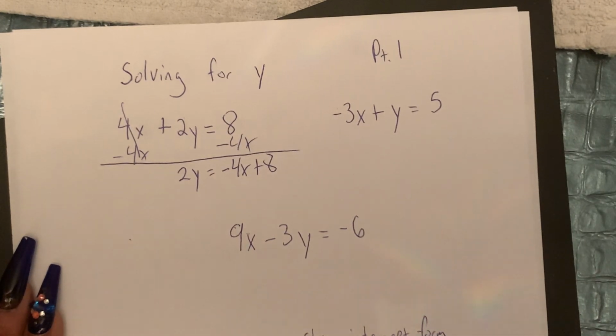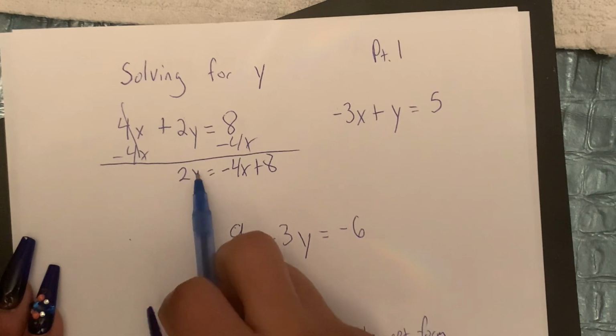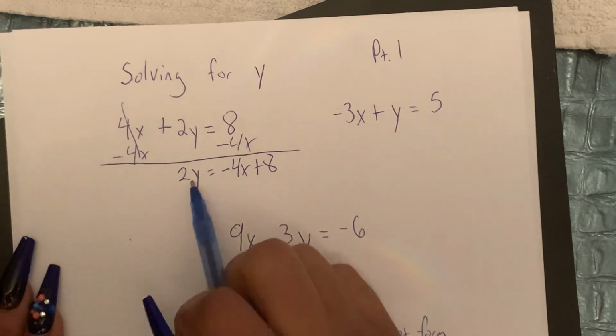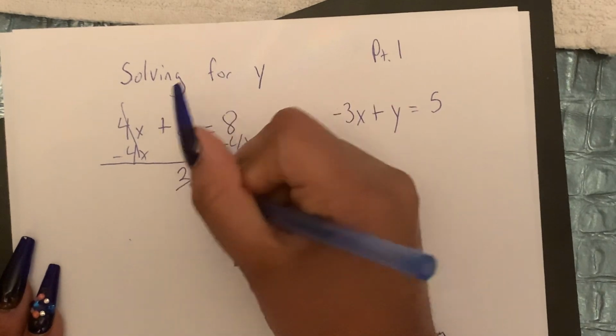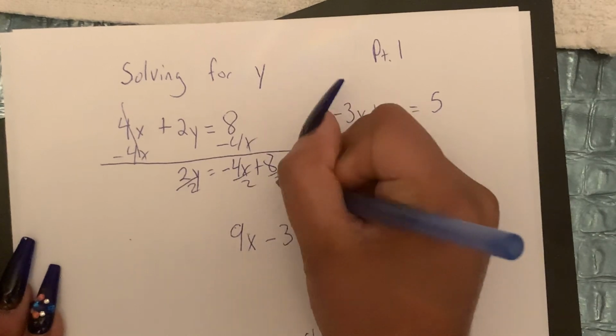Okay, next I'm going to get rid of the coefficient for the y. So the coefficient of the y is 2. So this says 2 times y, so we do the opposite. The opposite of multiplication is division. So I'm going to divide everything by 2.